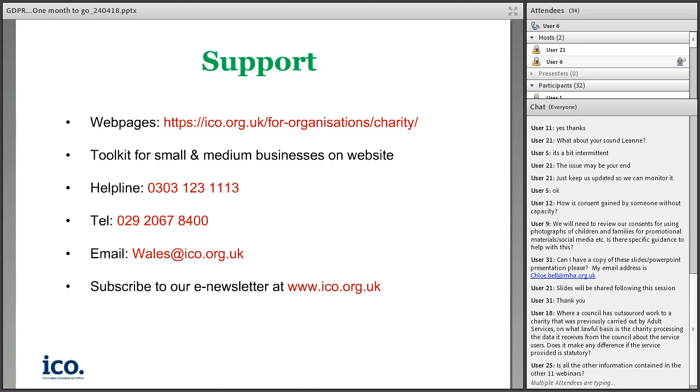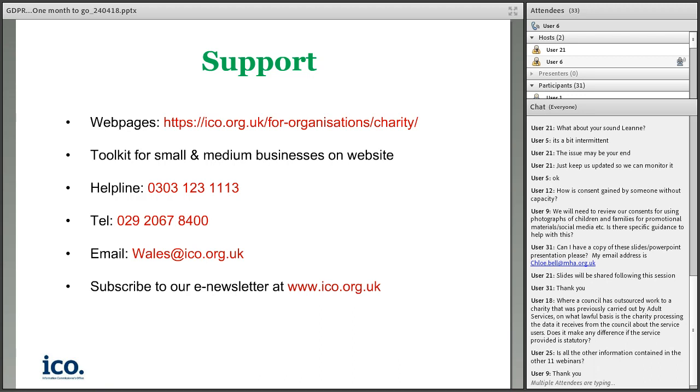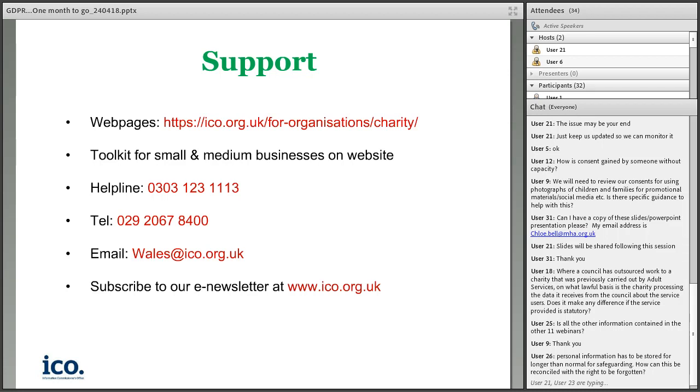Okay, great. Hopefully that has answered your question, Sharon. And I believe my colleague has replied regarding the slides being shared following this session. Question then from Charles. Where a council has outsourced work to a charity that was previously carried out by adult services, on what lawful basis is the charity processing the data it receives from the council about the service users? Does it make any difference if the service provided is statutory?